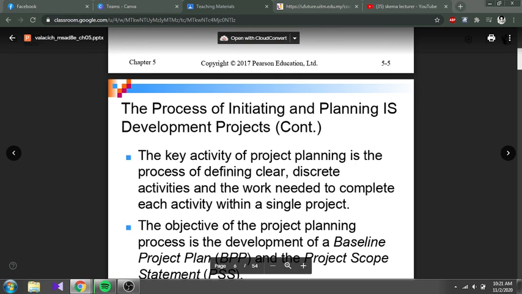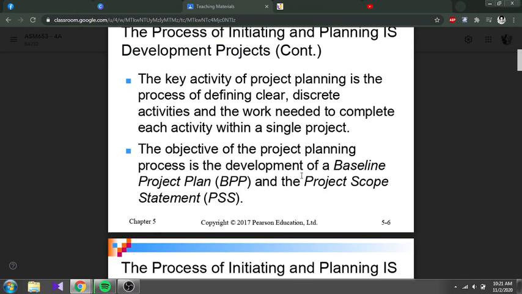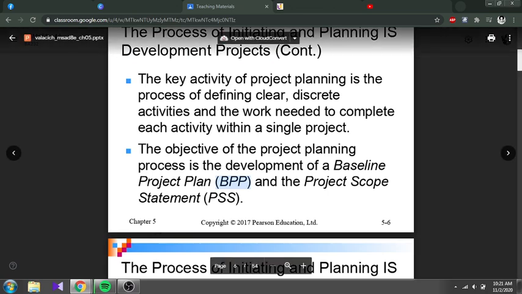Okay, the key process of initiating and planning an IS development project. Here, the key activity of project planning is the process of defining clear, discrete activities and the work needed to complete each activity within a single project. The objective of the project planning process is to develop a baseline project plan and the project scope statement.